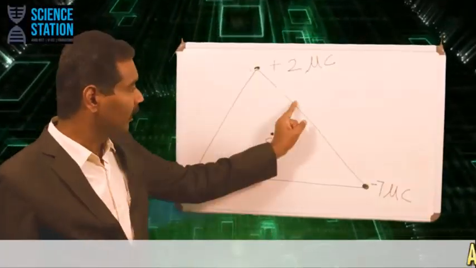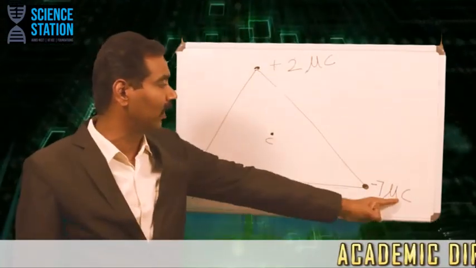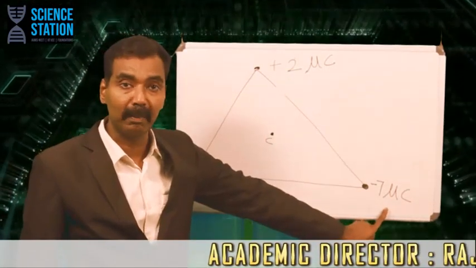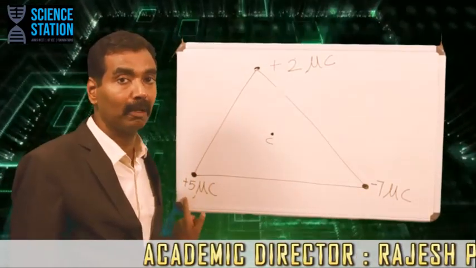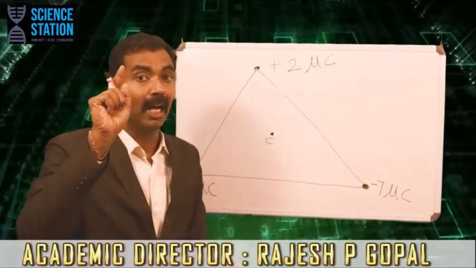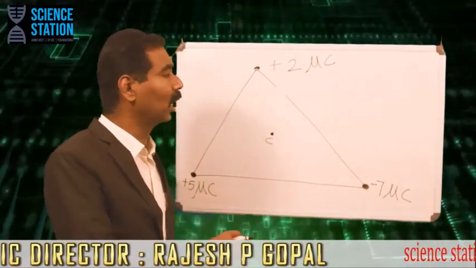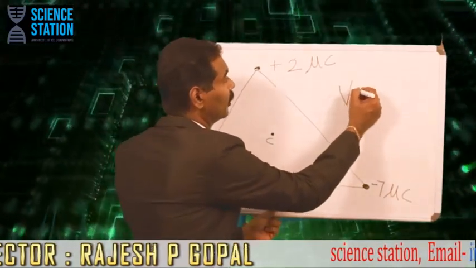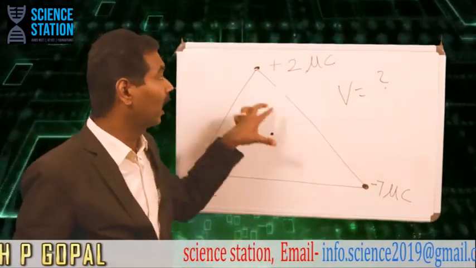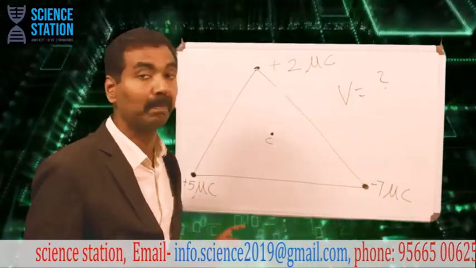Look at the figure. This is an equilateral triangle, and there are three charges placed at its vertices: one is plus 2 microcoulomb, the second is minus 7 microcoulomb, and the third is plus 5 microcoulomb. We have to find the electrostatic potential at the center. How do we find it? There is a simple technique, and the charges at the vertices of the triangle are plus 2, minus 7 and plus 5.